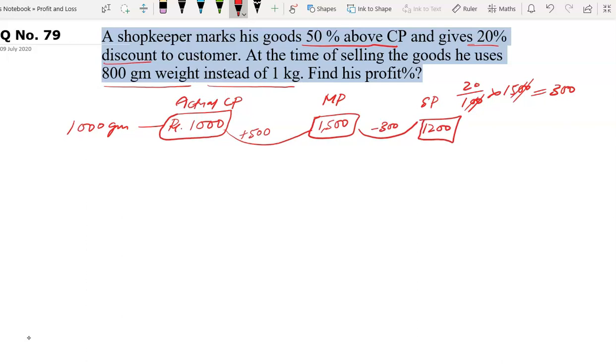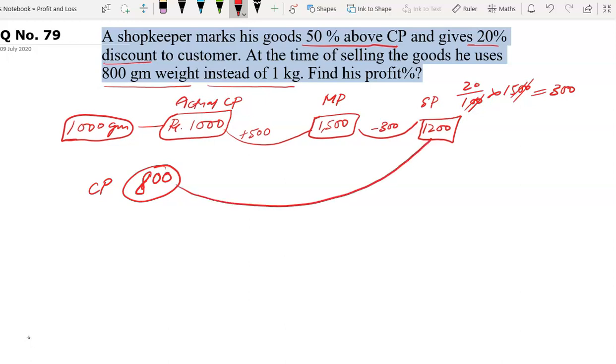Now this shopkeeper, what he does at the time of selling the goods, he uses 800 gram weight instead of 1 kg. So he's not using 1000 gram, he's using only 800 gram, and the cost of 800 gram will be 800 rupees. So his cost price will be how much? 800. Now he's selling at 1200 rupees. So his profit will be how much? 1200 minus 800, which is 400. So we need to find the profit percent. So profit percent will be, profit is this much, 400 upon 800 into 100. This is the CP and this is profit.